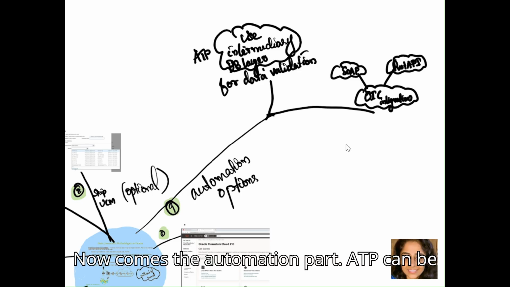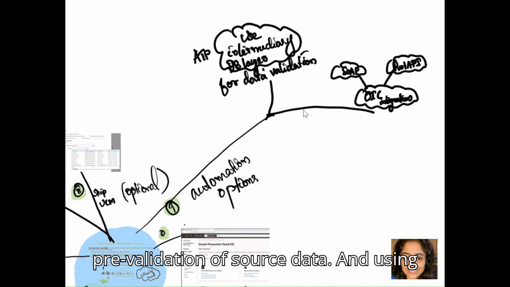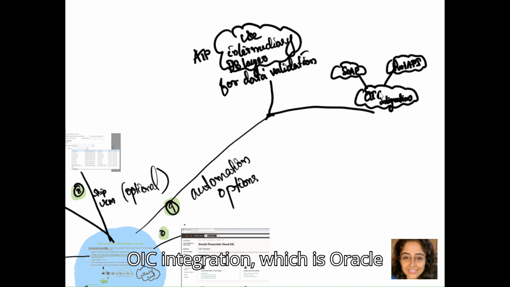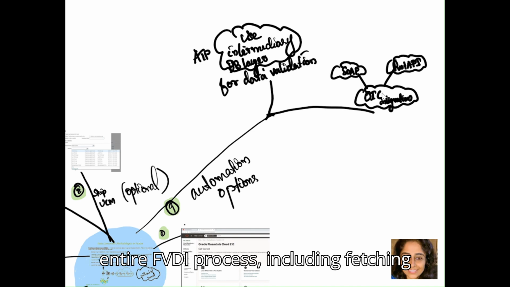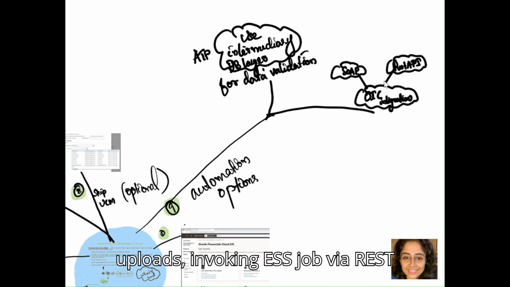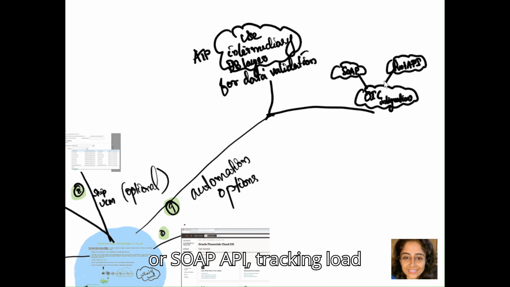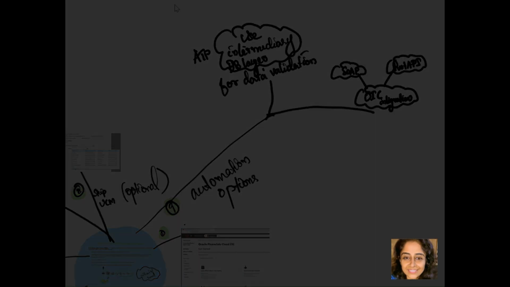Now comes the automation part. ATP can be used for staging, transformation and pre-validation of source data. And using OIC integration, which is Oracle Integration Cloud, we can orchestrate the entire FBDI process, including fetching the data from ATP, triggering file uploads, invoking ESS jobs via REST or SOAP API, tracking load status, and handling errors programmatically.